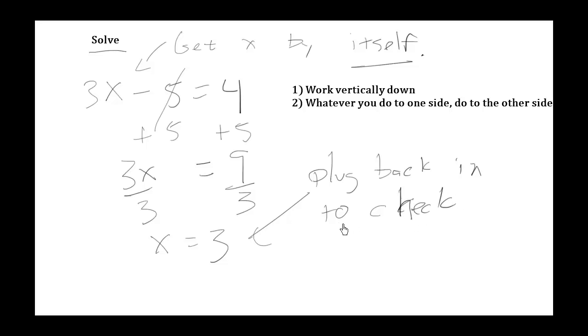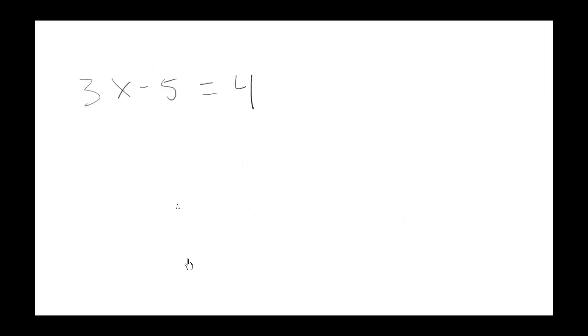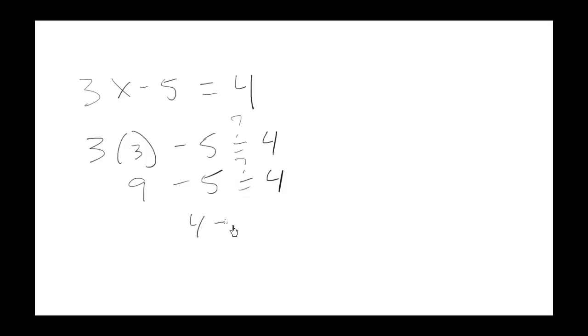Check. All right, so let's see if this works. Here's my original equation. I plug a 3 back in for x. And if I get a true statement, we got it. So this is 9 minus 5. I'm wondering if this is going to be 4, and sure enough, 4 equals 4. We got it. The solution works. All right, let's try another one.